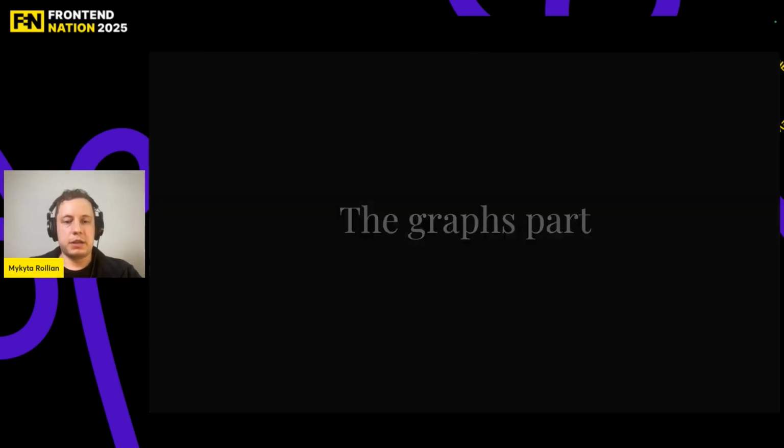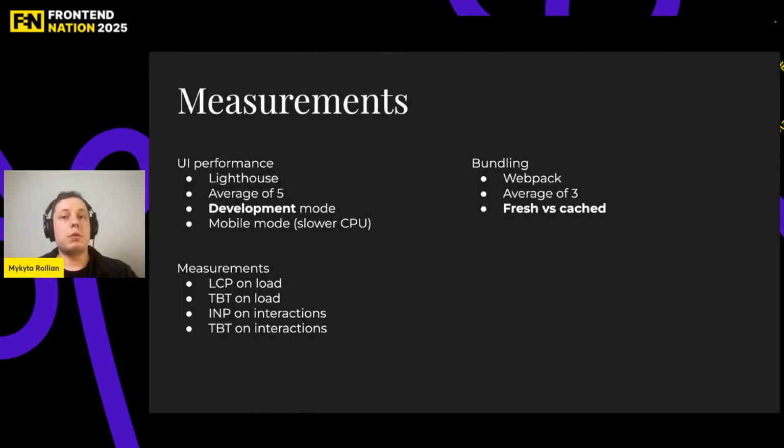Okay, so the graphs part. The graphs part is how we will be measuring what the compiler did. Did it help us? Did it hurt us? What are the edge cases? Let's talk about the basic rules.